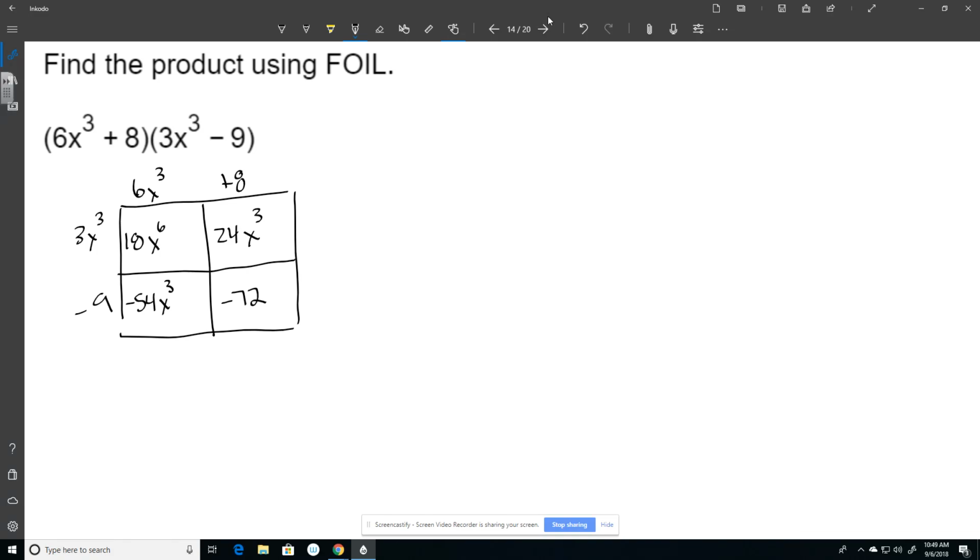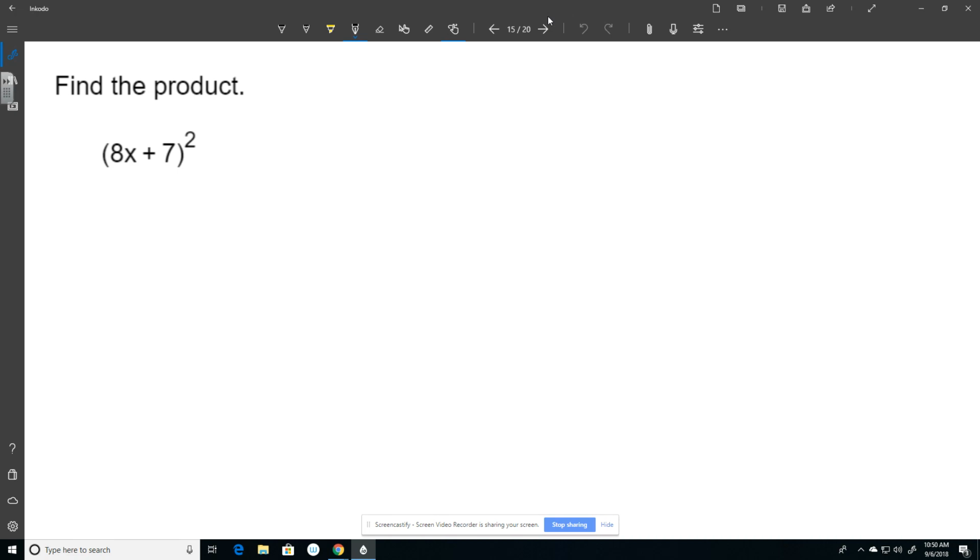This box has my only variable to the 6th power, so that is all by itself, 18x to the 6th. This one has an x cubed, and so does this one. So I'm going to combine those. -54x cubed and a positive 24x cubed. If I add those together, I get -30x cubed. And then those are gone, and I'm left with a -72. Be careful to write it in standard form. Biggest variable to lowest variable. You're more likely to get it correct that way.